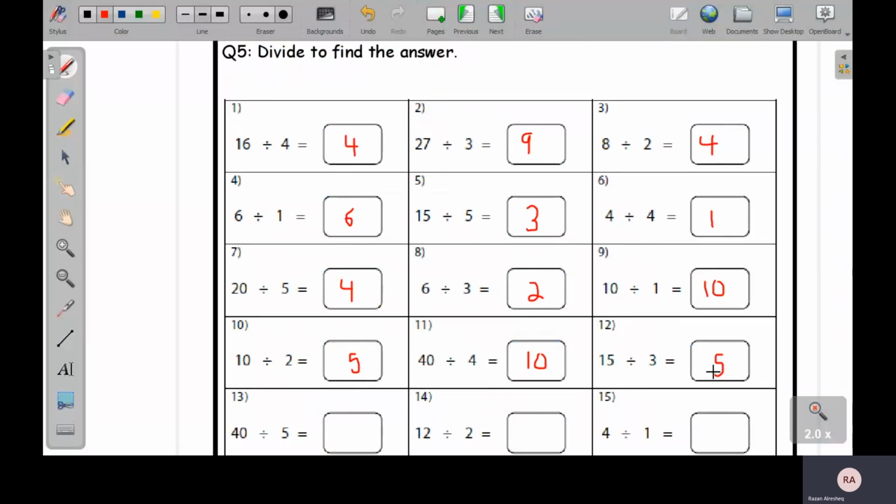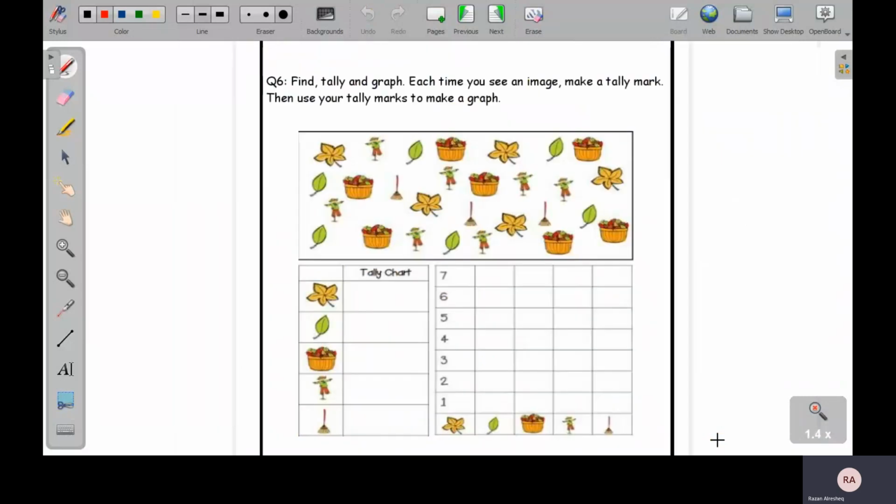There's always a connection, guys. 40 divided by 5. What times 5 gives me 40? From my 5 times table, I know it's 8. 12 divided by 2 is 6. 6 times 2 also gives me 12. And 4 divided by 1 is going to give me 4. Now here, guys, like I said, I solved them quickly because I connected them to the multiplication tables that we memorized earlier.